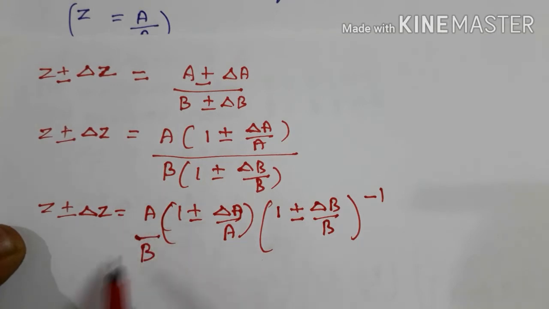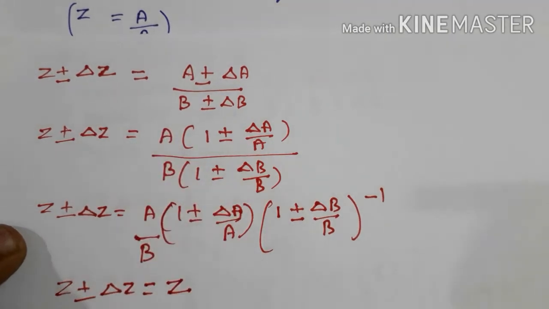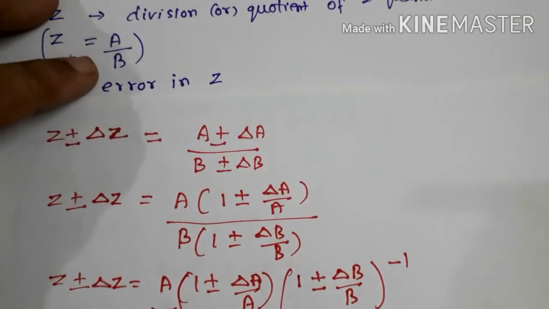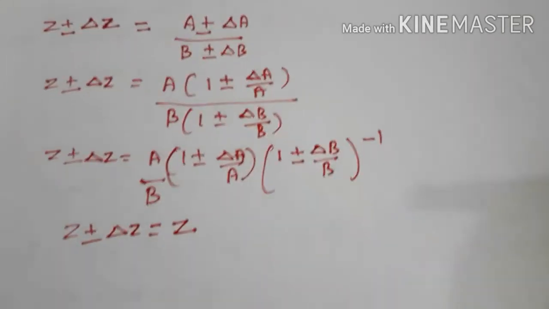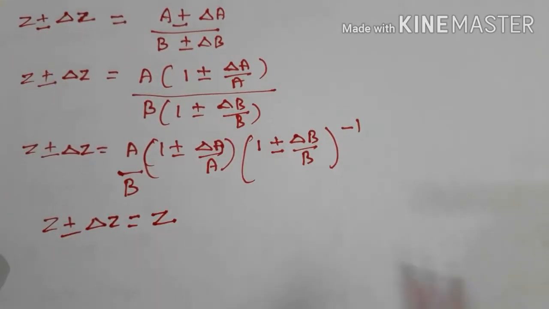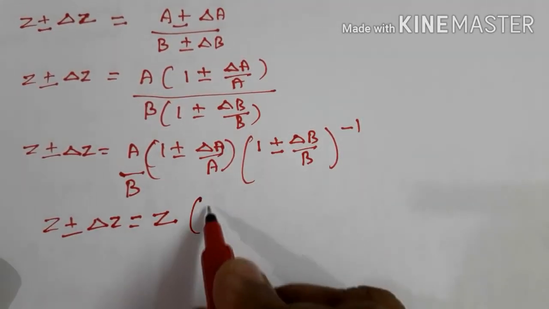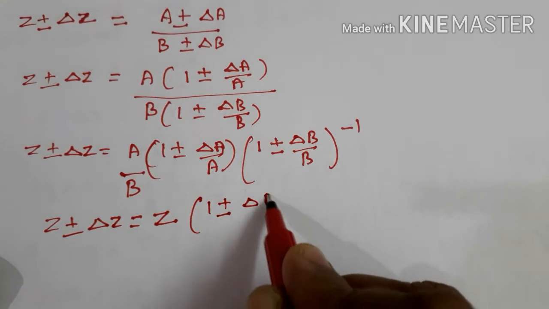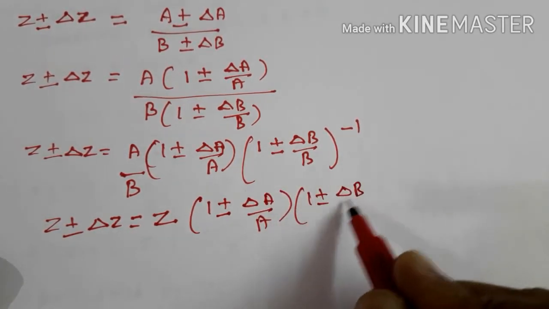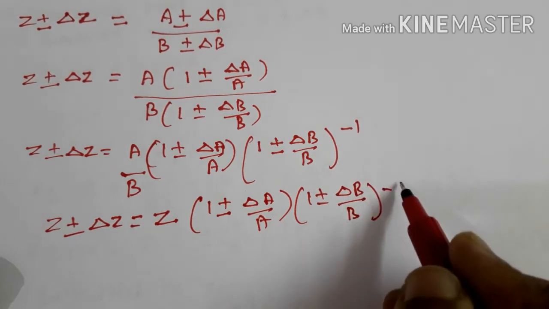Shall we write A by B as Z, children? Delta Z is equal to Z. Already you know that A by B is Z, look here, already we have written A by B is Z. So here A by B can be written as Z into 1 plus or minus delta A by A into 1 plus or minus delta B by B power minus 1.